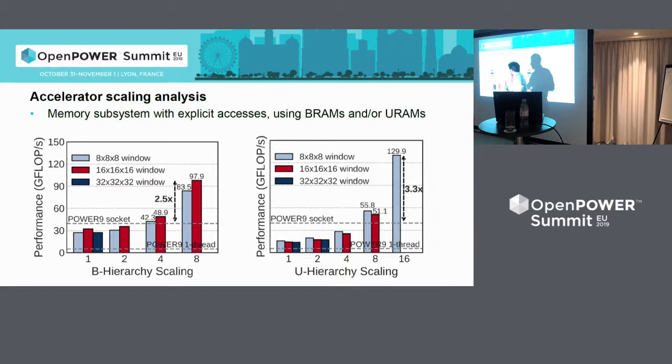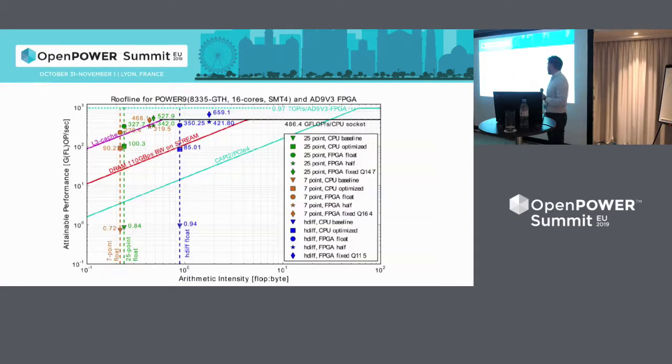Here is the scaling: 1, 2, 4, 8 accelerators. Of course, at some point, we saturate the number of block RAMs or URAMs, so we couldn't implement it. But here you can see the gains: 2.5x the best with block RAM, and 3.3x the best with UltraRAM. And then there is the total aggregated results for this example.